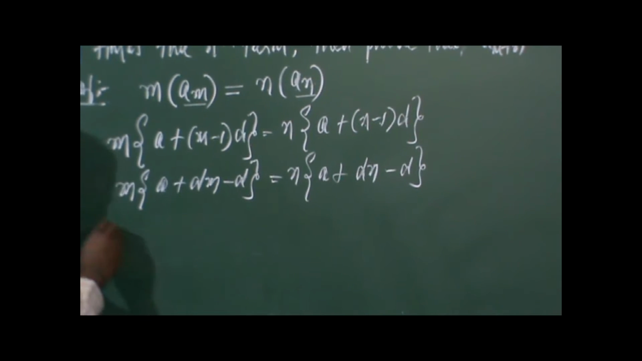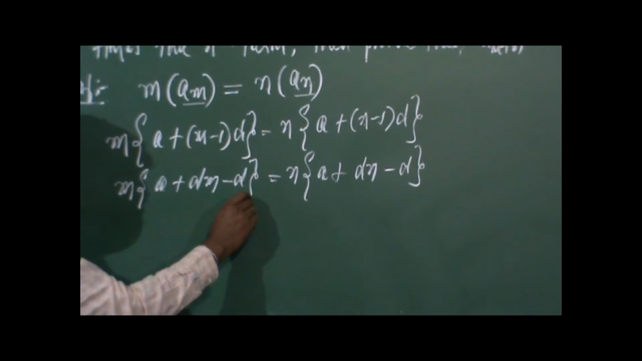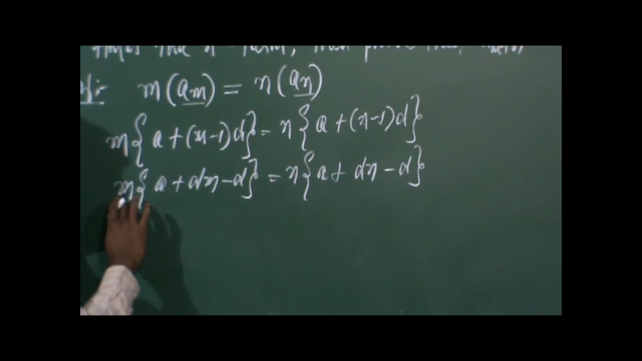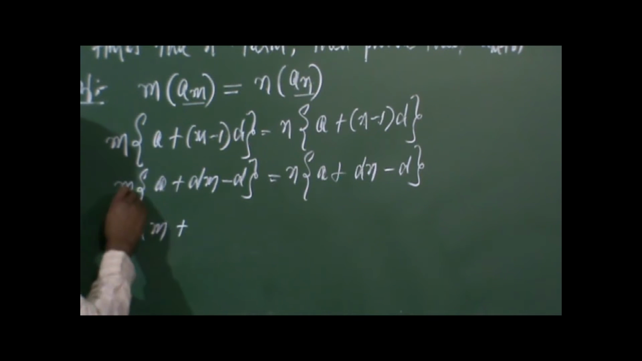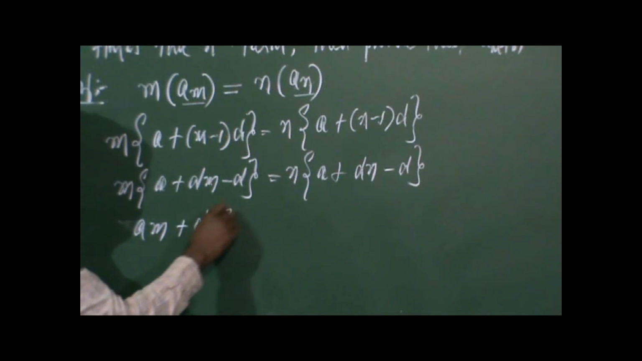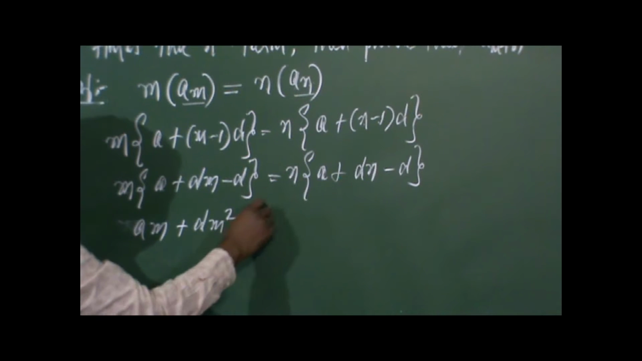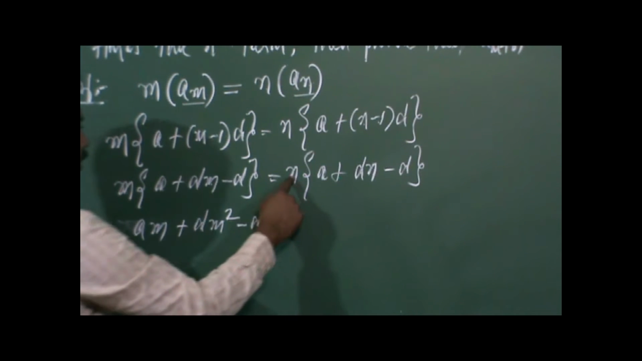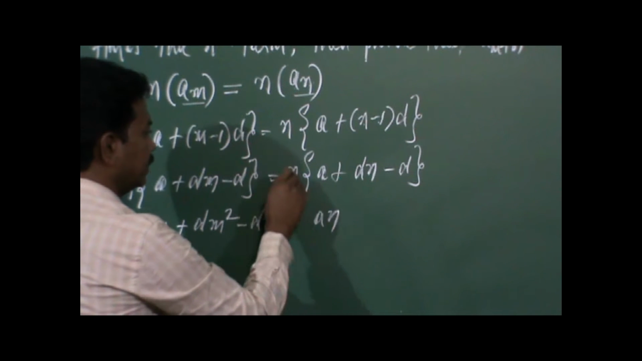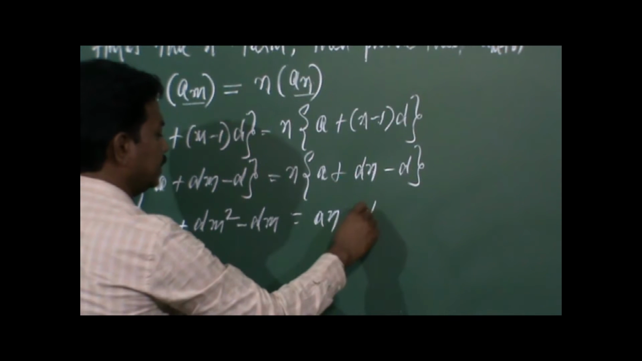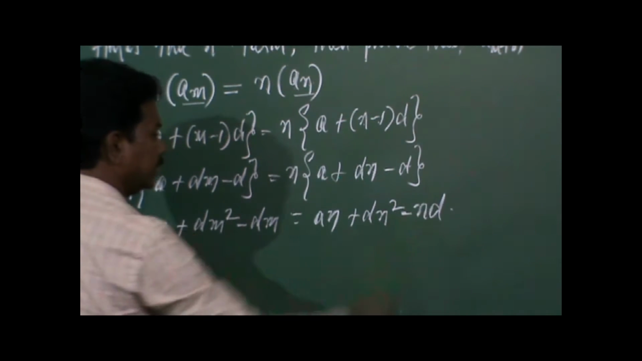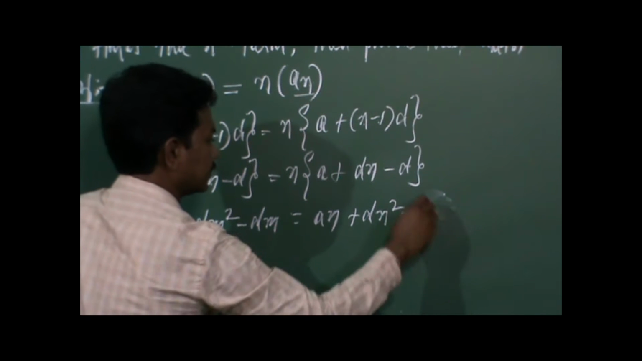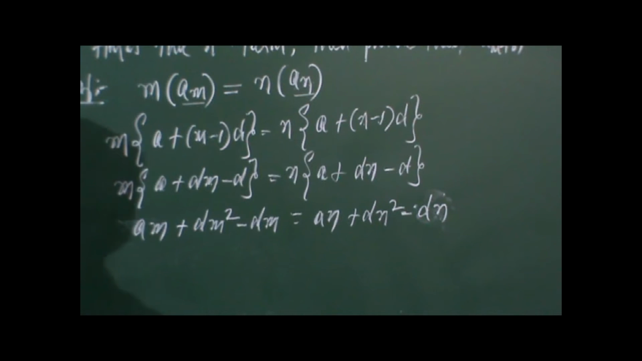Now again we will multiply all the 3 terms, which is a trinomial, by the constant m. So m into a becomes am, plus m into dm is dm squared, m into minus d is minus dm, is equal to n into a is an, n into dn is dn squared, n into minus d is minus nd. Okay, it can be written as dn.